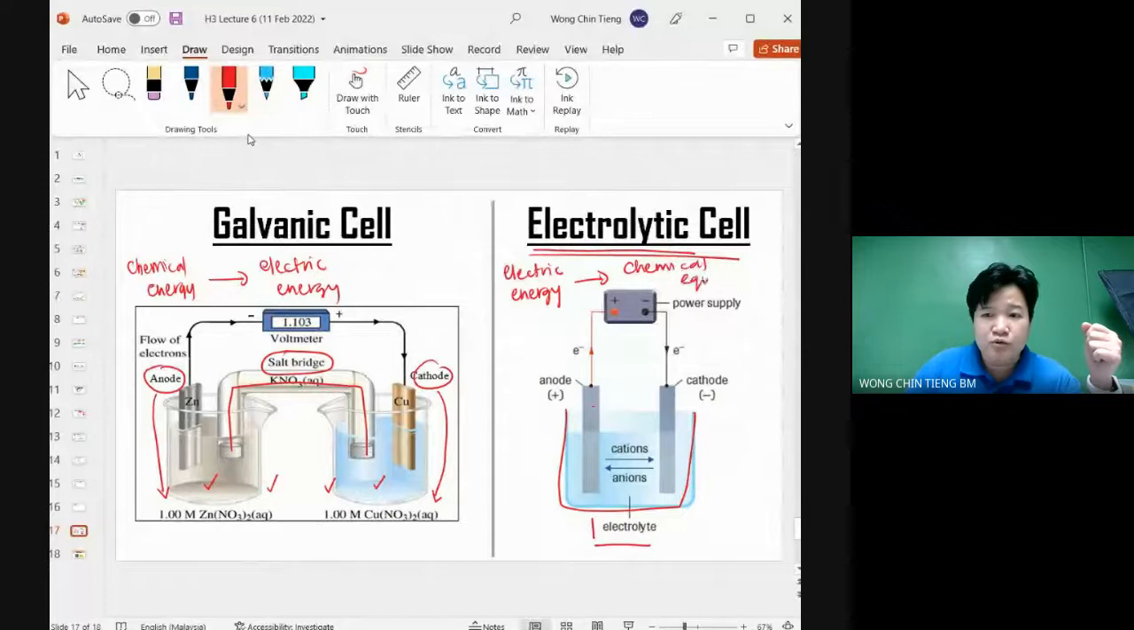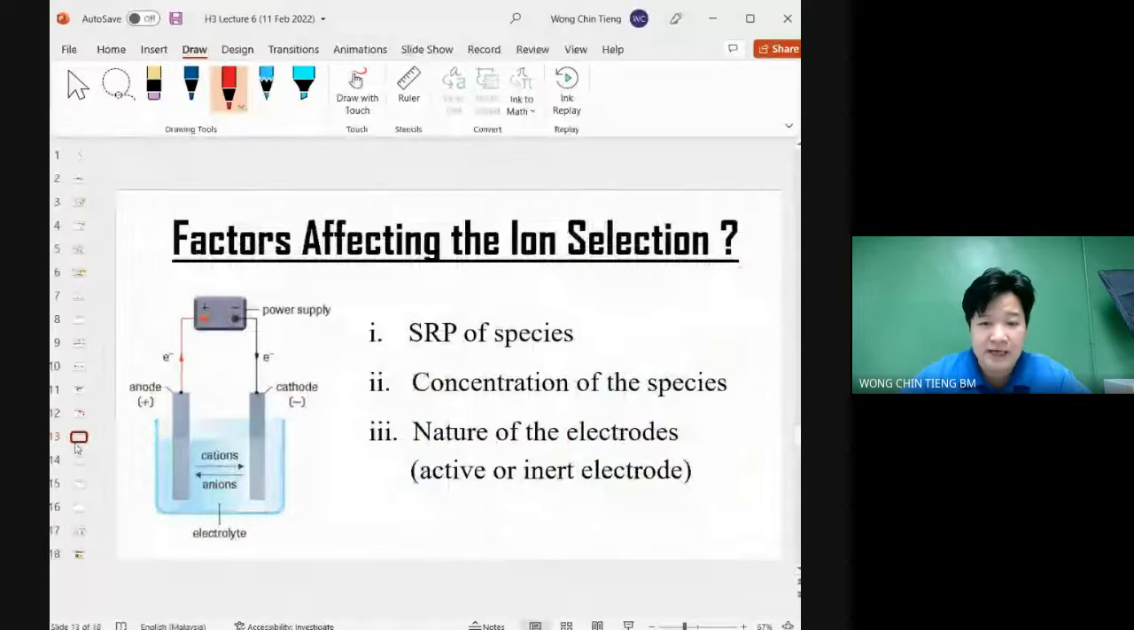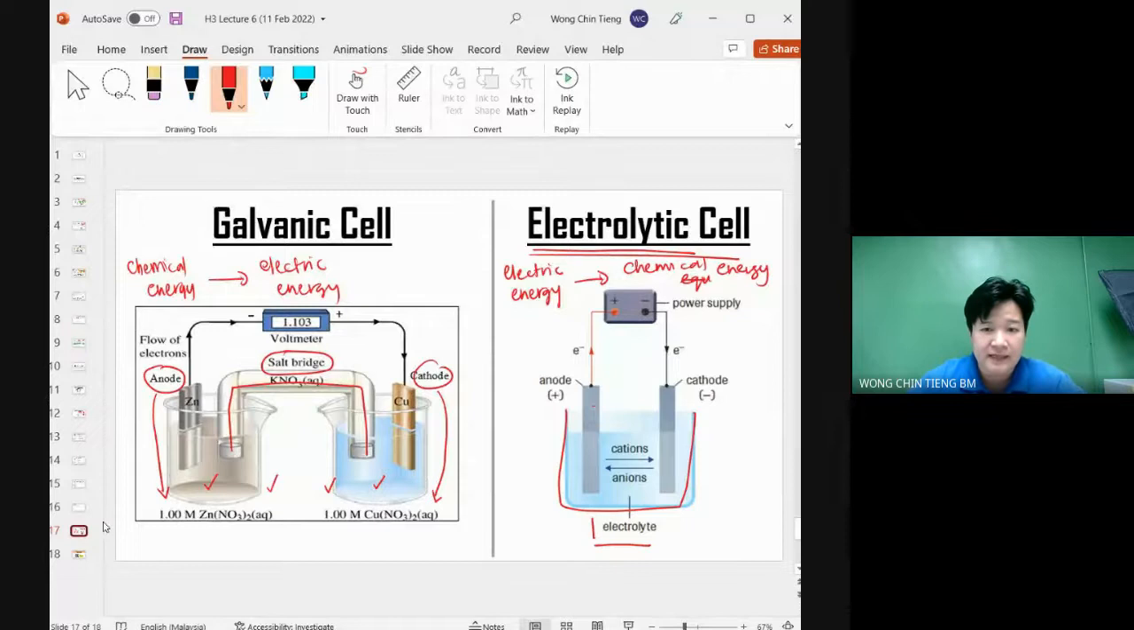Balik, tengok balik. Buka balik nota. Tengok balik beza galvanic cell dengan electrolytic cell. Jangan terbalikkan dua ni. Alright. Make sense? Don't worry, we are almost coming to the end already. So, I hope you can see the difference between them. If you have any question about them, just let me know.